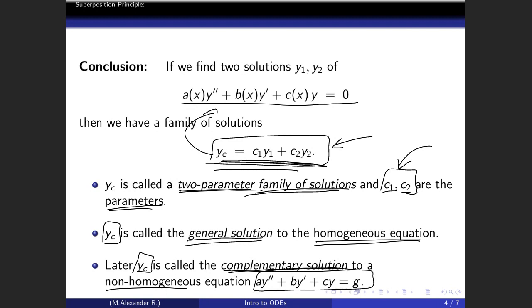Remember, right now we're dealing with a homogeneous equation. Later on, we want to deal with a non-homogeneous equation. My wording here is not exactly precise, but I want to introduce the idea that the yc function is also called the complementary solution to the homogeneous problem related to the non-homogeneous problem given here at the bottom. I'll say more about this later in a different section. Right now, I just want to tell you that we call the same function yc by so many different names.